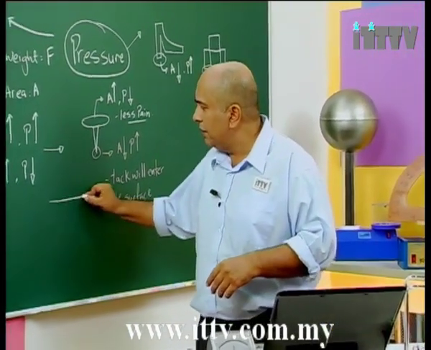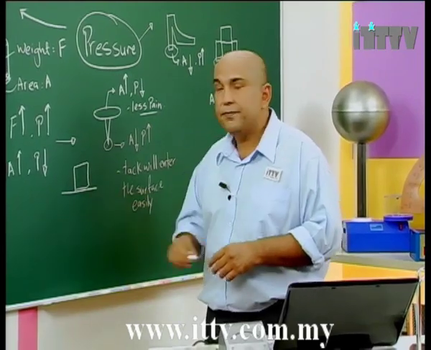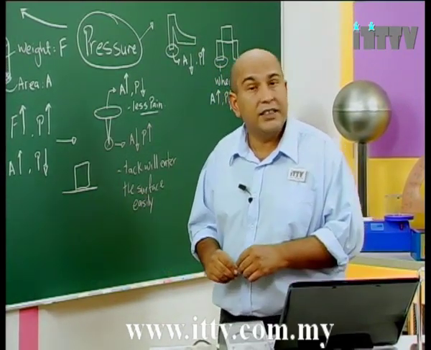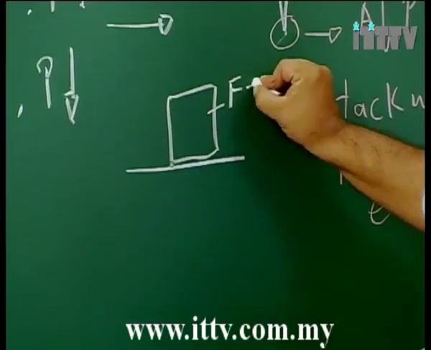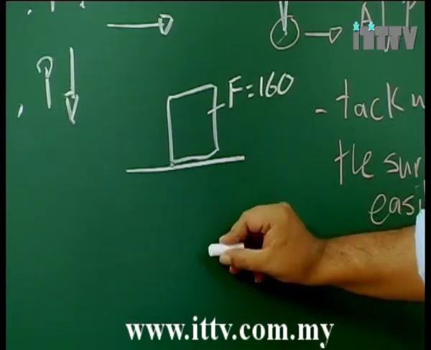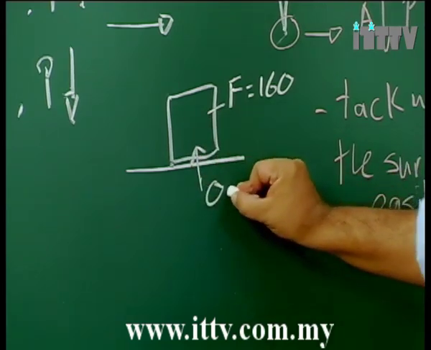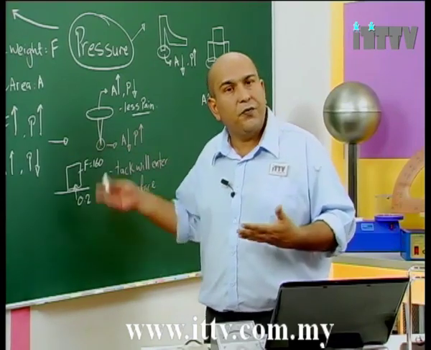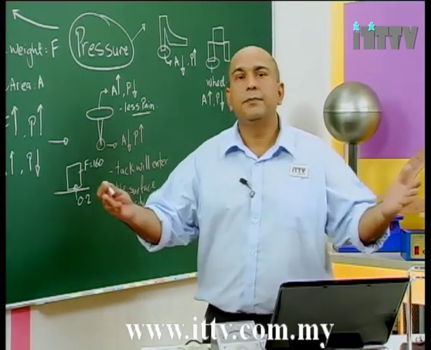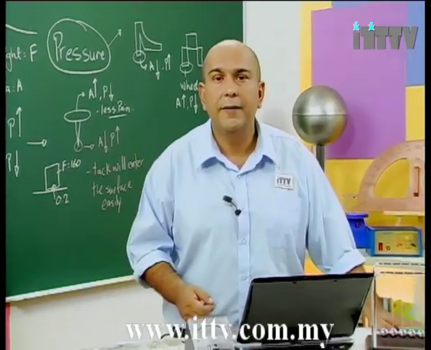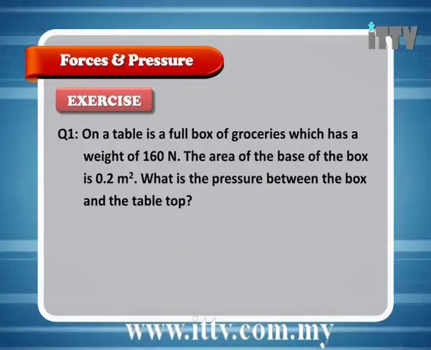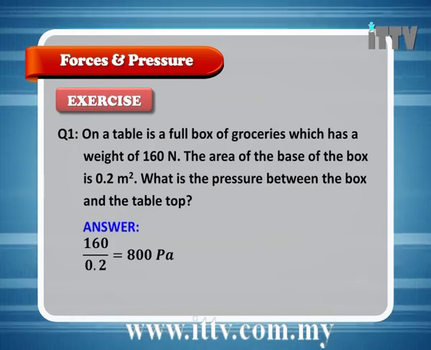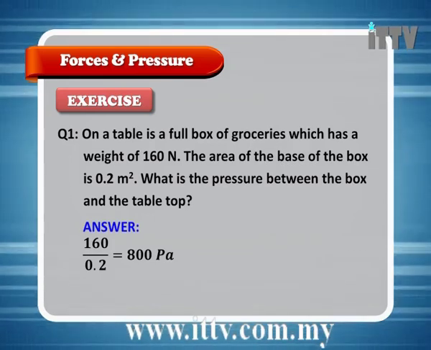We've got a table with a box of groceries on it. We know the weight has been given to us as 160 newtons. So F equals 160. The area has been given to us as 0.2. Find the pressure. Pressure is force over area. Quickly do the maths. Let's check the answer. The answer, 160 divided by 0.2 equals 800 pascals.